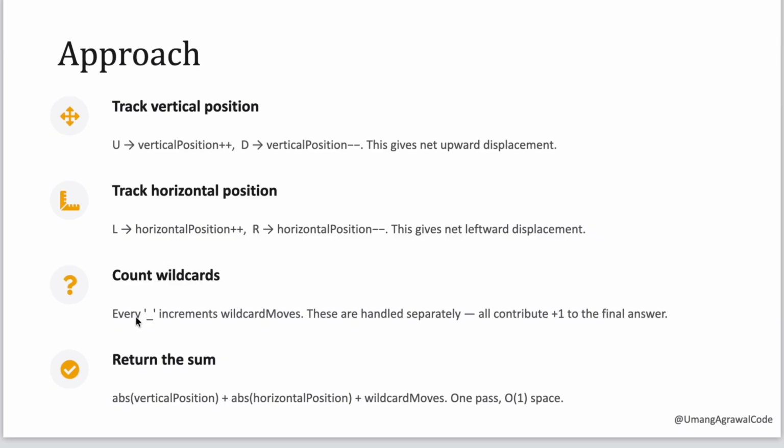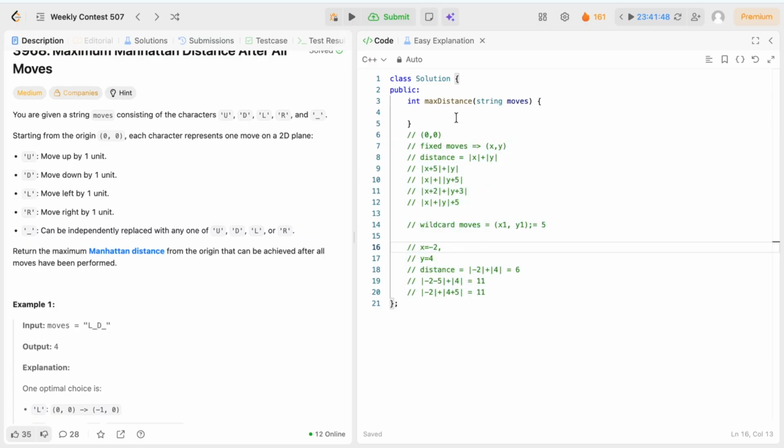Count wildcards. We will count all the wildcards, and each wildcard increases the value by plus 1. So if there are m wildcards, then the total increase will be plus m. And we will return the absolute value of the vertical position plus the absolute value of the horizontal position plus the wildcard moves. And we will get our solution in O(n) time complexity and O(1) space complexity. So we are going to code it.